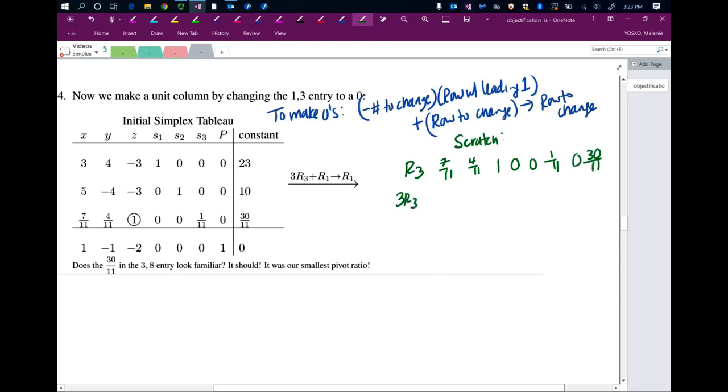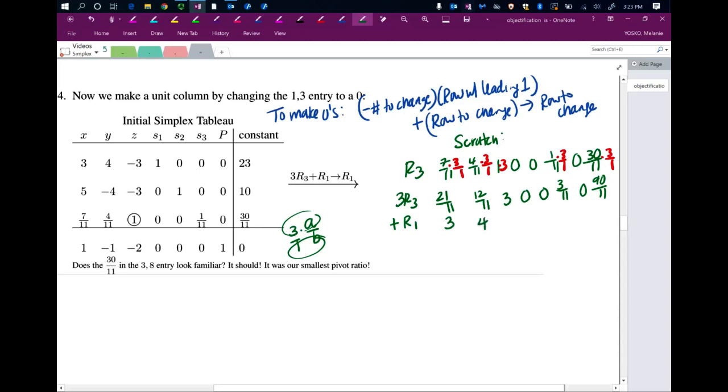So row 3, we get to multiply fractions. Remember, when you multiply fractions, if you have A over B and you multiply the whole thing by 3, it's more convenient to write it as 3/1. You do top times top, bottom times bottom. So if I multiply every single one of these by 3, it's convenient to write it as 3/1 if I have a fraction. Okay, so I get 21/11, 12/11, 3, 0, 0, 3/11, 0, and 90/11. I'm going to add that to row 1. Just going to recopy row 1: 3, 4, -3, 1, 0, 0, 0, 23.